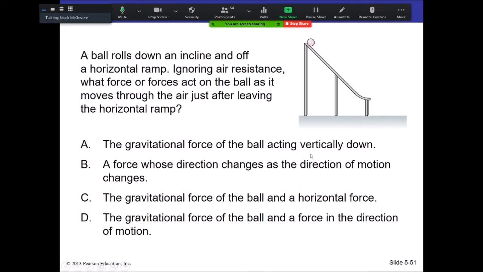Question for you. A ball rolls down an incline and off a horizontal ramp. If you ignore air resistance, what force or forces act on the ball as it moves through the air, leaving the horizontal ramp?